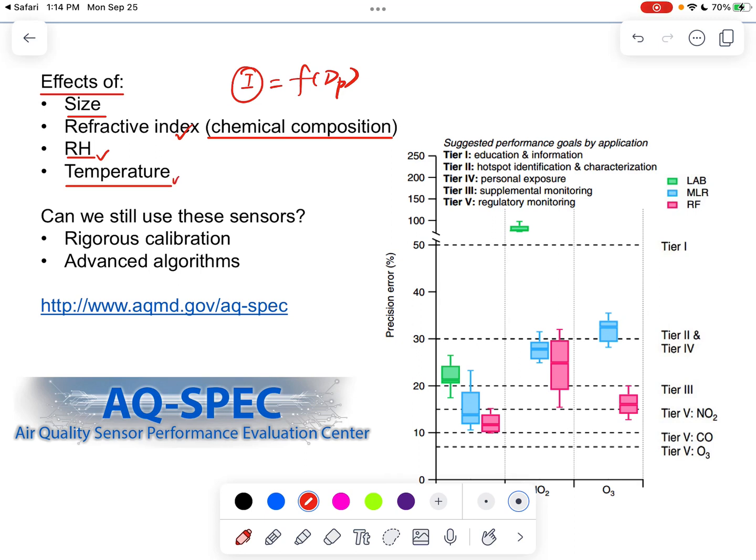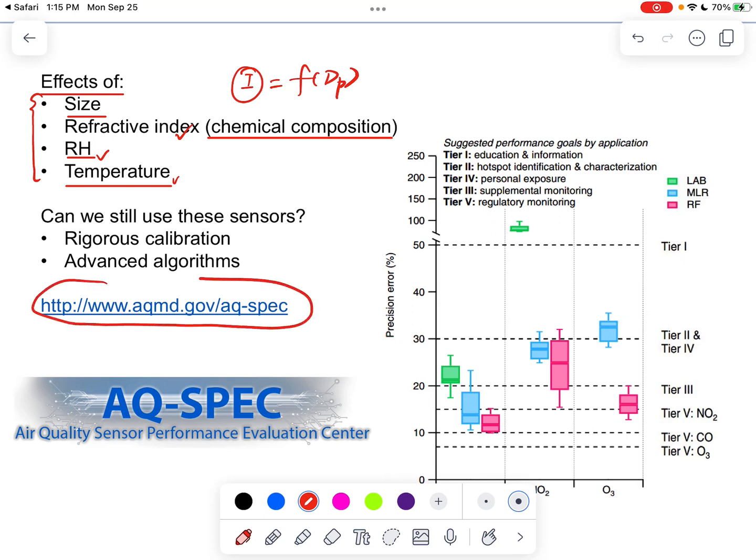The temperature will also play a role because there may be some volatile species in the particle that can shrink the particle size, and the temperature can also affect the electronics of the sensors, right? So you can see there are many factors we need to consider when evaluating the sensor response. So the question is, can we still use these sensors? Because there's always some doubt regarding their accuracy. I would say we can use them, but we have to understand their performance through sophisticated tests, just like how we treated other aerosol instruments. If we plan to generate publishable data, we need to go through a rigorous calibration and also develop advanced algorithms to analyze the sensor data.